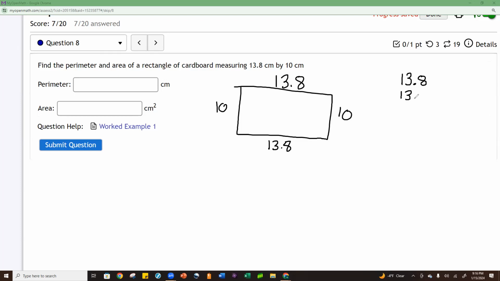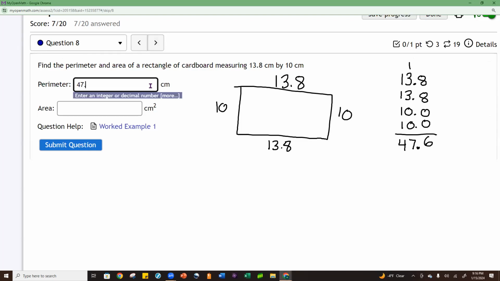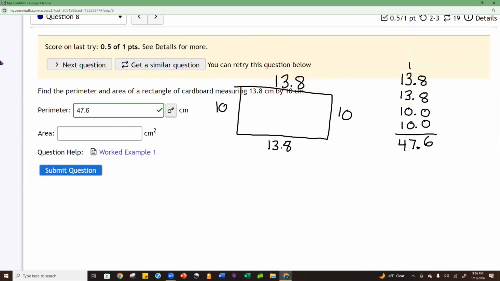And it's so important that I line up the decimals. My tens don't have decimals, so I can put them there. And I like to put a 0 as a placeholder. 8 plus 8 is 16. 1 plus 3 is 4, plus this 3 is 7. 1, 1, 1, 1 is 4. Remember to put your decimal there. So that would be my perimeter, how much the lengths are all around it. And you can hit enter as you go.